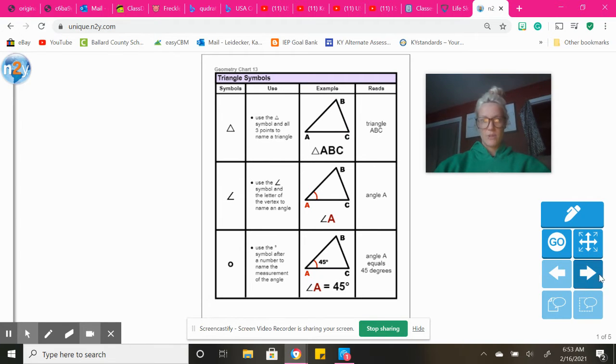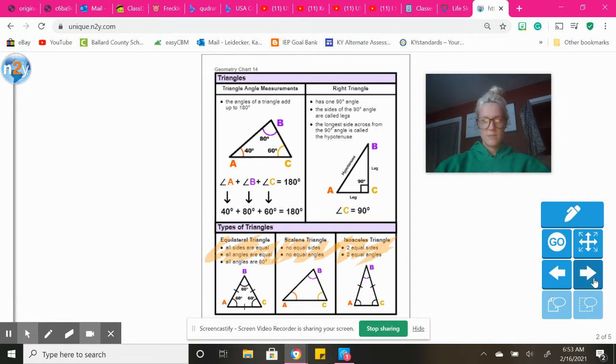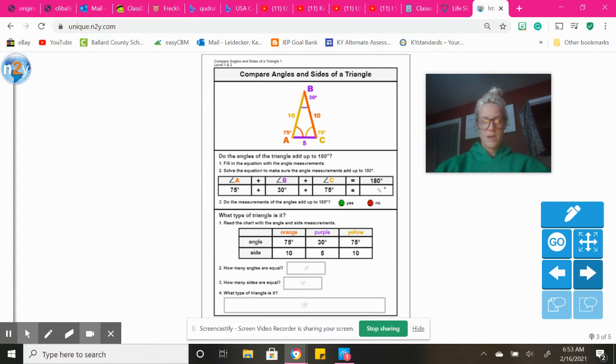Again, same vocabulary with the triangle symbols. Okay, here we will compare the angles and sides of a triangle. So it says, do the angles in the triangle add up to 180 degrees? Fill in the equation with the angle measurements. Solve the equation to make sure the angle measurements add up to 180 degrees.